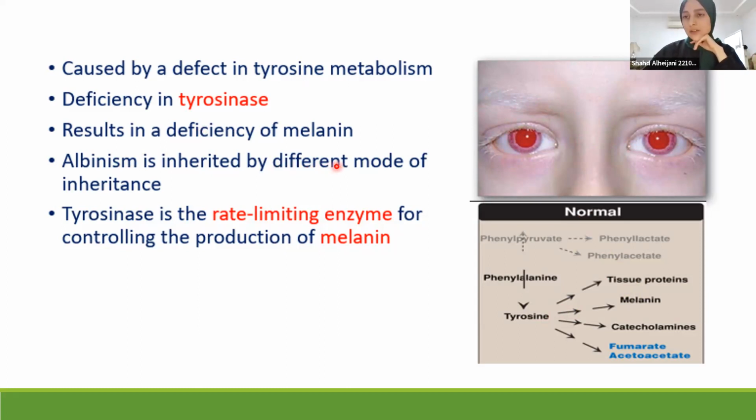Now, since the doctor didn't mention it, you don't need to go into details, but albinism has different types. You have the oculocutaneous, ocular, and so on. It could be either autosomal recessive or sex-linked, but you don't have to go into details. And tyrosinase is the rate-limiting enzyme for controlling the production of melanin, as I mentioned previously. That's everything you have to know about albinism. It's the easiest one. Any questions?